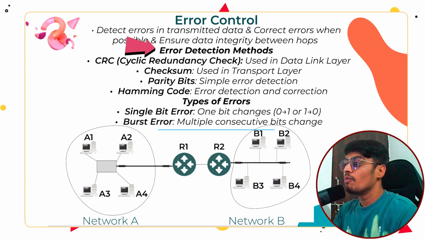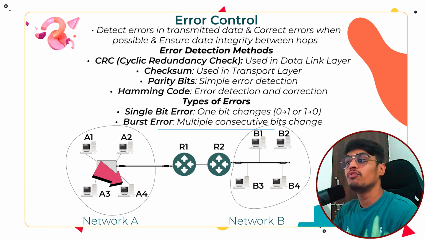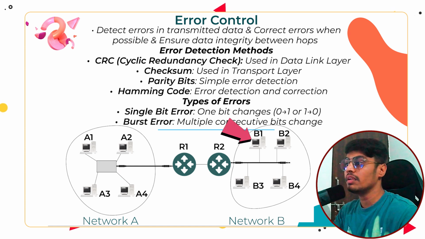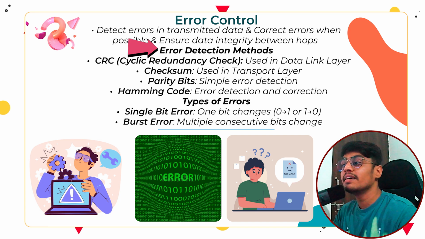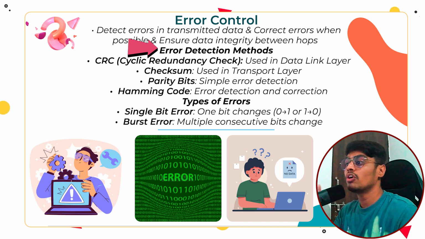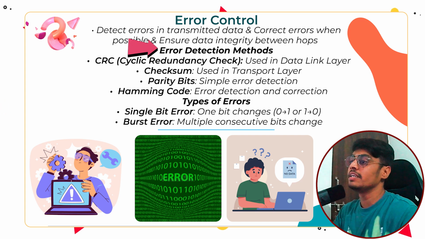Now, when does error detection happen? When A4 sends the message and it reaches B1. After that, B1 realizes that there is an error. So what is the important point here? Yes, the data link layer does error control, but not from source to destination directly, but from hop to hop, node to node. Error control will also be implemented in the transport layer.